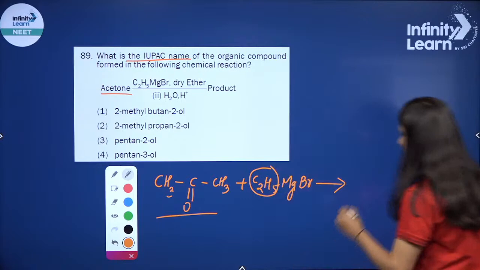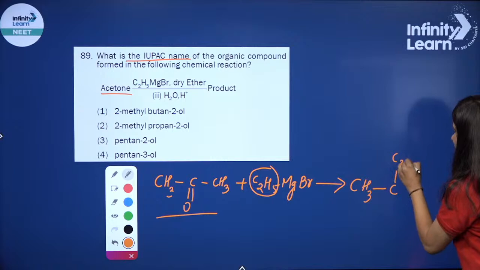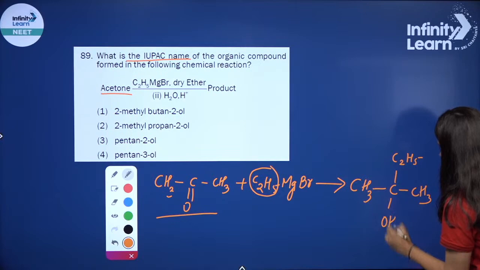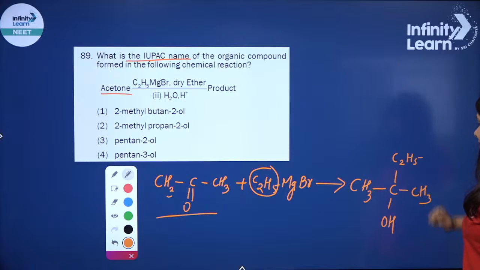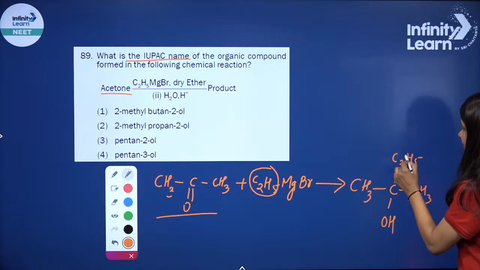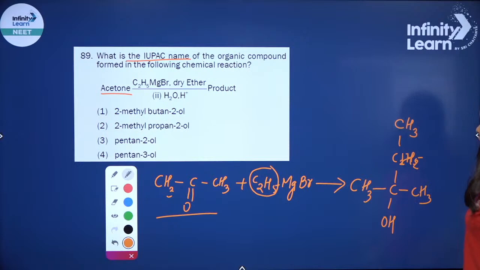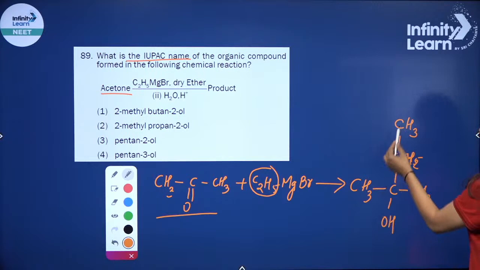So what will happen here? C2H5 will come here, and this will be CH3 and this will be OH. Right, this will be the product. This is a tertiary alcohol. Now, let us talk about the name. This will be CH2 and this will be CH3. So what will be the correct answer? 2-methylbutan-2-ol. Is this what? 1, 2, 3, 4.